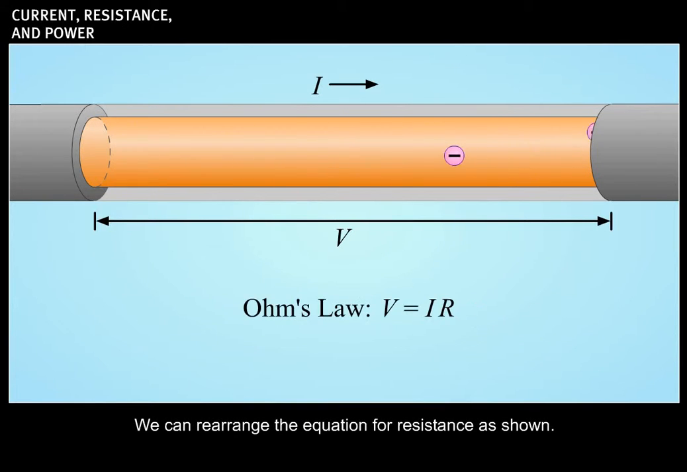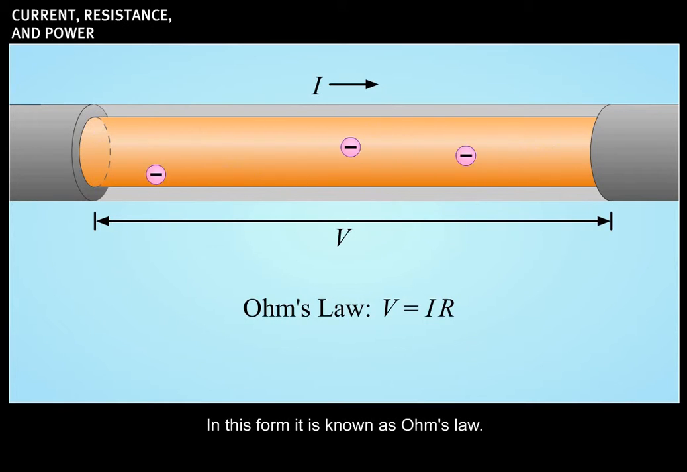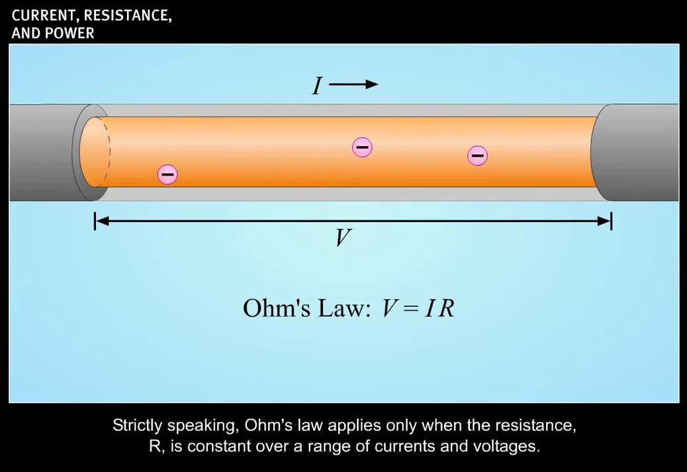We can rearrange the equation for resistance as shown. In this form, it is known as Ohm's law. Strictly speaking, Ohm's law applies only when the resistance R is constant over a range of currents and voltages.